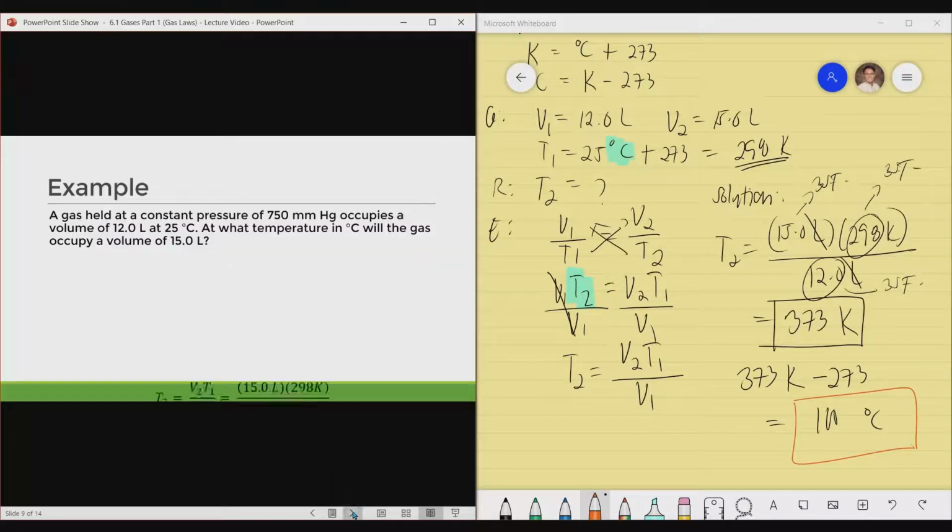Looking at the PowerPoint, I have the same solution, plus the same value for Kelvin, and the answer that we need in degrees Celsius being 100. Okay, so hopefully that is clear.